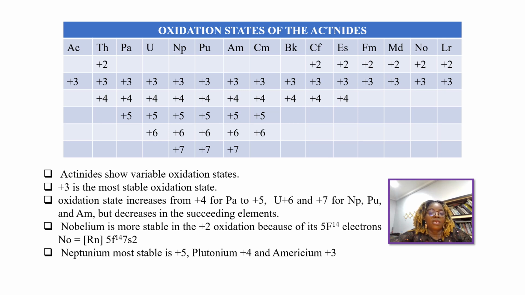And then we have neptunium, with symbol Np. It has a stable +5 oxidation state. Plutonium is stable at +4 and americium is stable at +3.